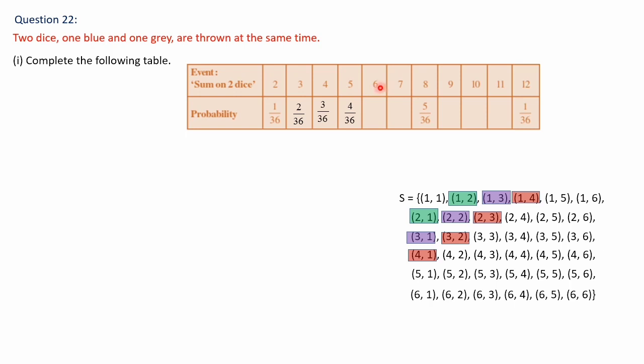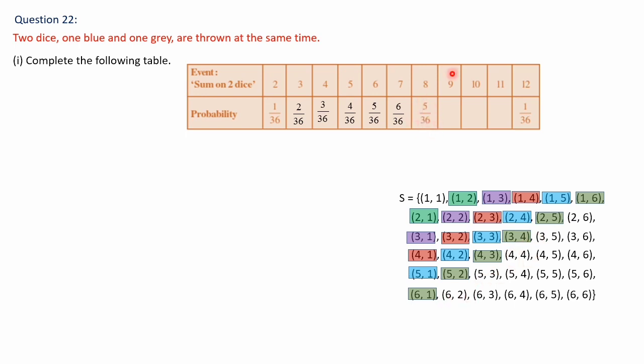Next is sum is 6. 6 in the sense this one 1 5, 2 4, 3 3, 4 2, 5 1. So total 5 out of 36. Next is sum is 7. Sum is 7 in the sense these are the numbers 1 6, 2 5, 3 4, 4 3, 5 2, 6 1. So total 1 2 3 4 5 6, 6 by 36. Next again with 8. When you check here 8 here there are 1 2 3 4 5, 5 by 36 it is mentioned.